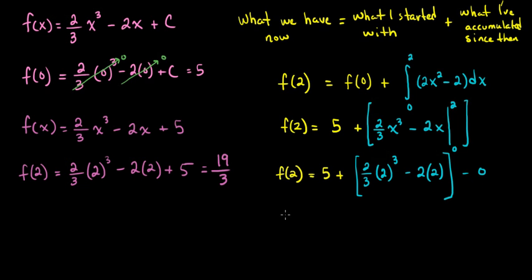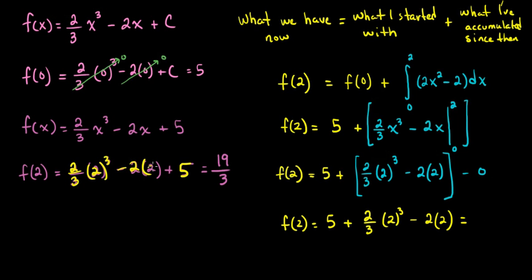Okay, so let's go ahead and clean this up a bit. So we have f of 2 is equal to 5 plus, here I'm just going to rewrite this, 2 thirds 2 to the third power minus 2 times 2. And what does this equal? Well, if you look back here, we had a 5, so there's our 5. We have a 2 thirds 2 to the third power, minus 2 times 2. It's all there. It's the exact same thing that we had here, and this is equal to 19 over 3. So we get the same answer.